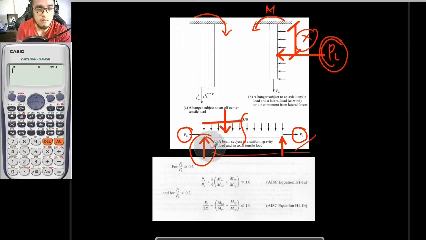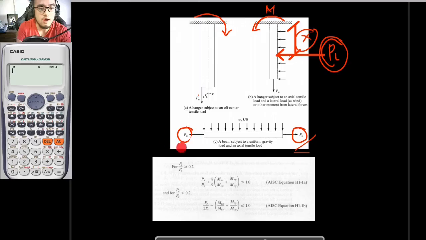And aside from the moment that I am showing you right now, let's not forget that there is the presence of our axial tension right here. So these are some of many cases wherein both tension and flexure are present in a certain structural member. So how can we check the adequacy of such? We can check the adequacy of such by using these equations right here.